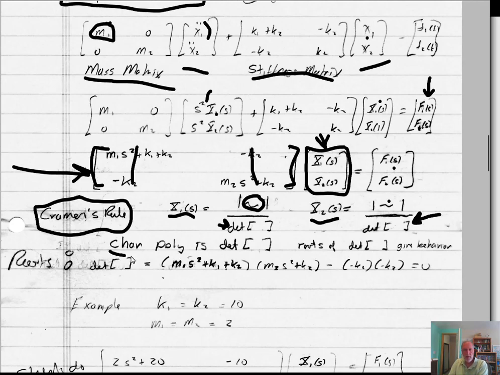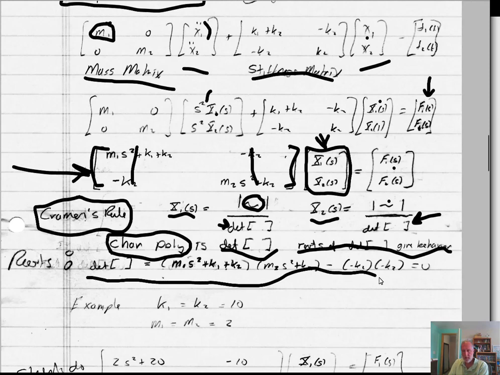So notice again, the characteristic polynomial is the determinant of that exact same matrix. And the roots of that give the motion. And the determinant is the same thing that we had before. And remember with Laplace transform methods, the denominator of these functions is what we use to do partial fraction expansion.